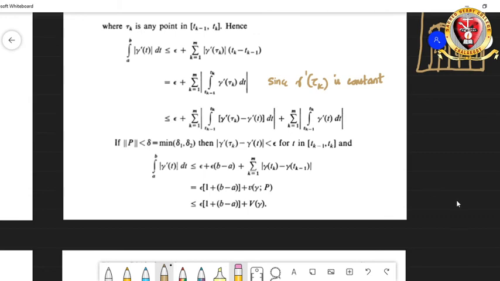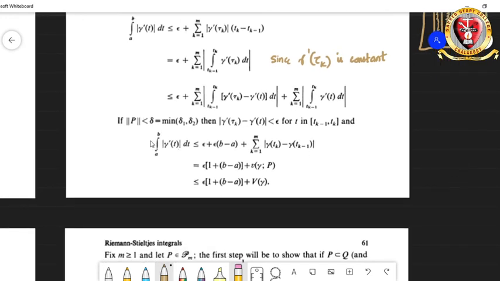Okay, and now we are considering the integral from a to b of modulus of gamma dash of t dt. We know that the integral of gamma dash is equal to b minus a, right, from the fundamental theorem of calculus. So we are adding some more things to make it an inequality according to our need. Okay, this is less than or equal to epsilon, which is a positive quantity, plus epsilon times b minus a, which is again a positive quantity. Obviously, that will be greater than or equal to b minus a.